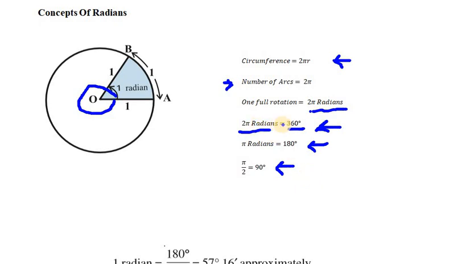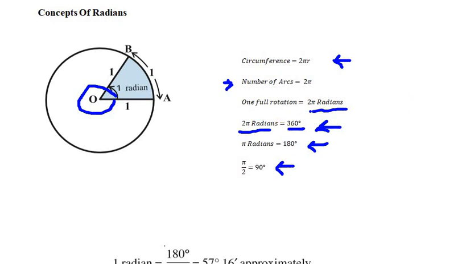The first one is for full rotation. Full rotation of a circle equals 360 degrees, and in terms of radians it is 2 pi radians. Now 180 degrees is pi radians, and 90 degrees is pi by 2. So pi by 2 is a right angle, 180 is a straight line, and a full circle is 360 degrees.